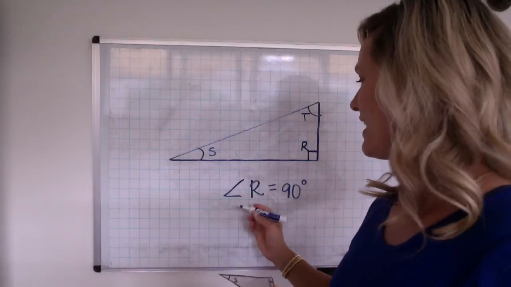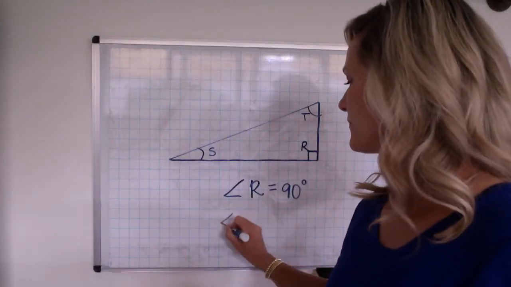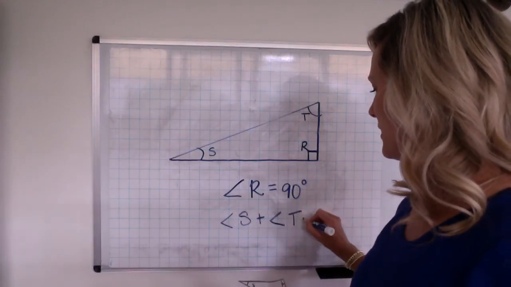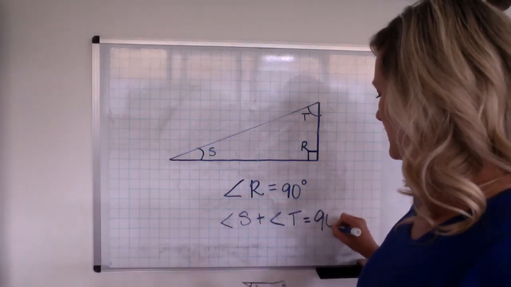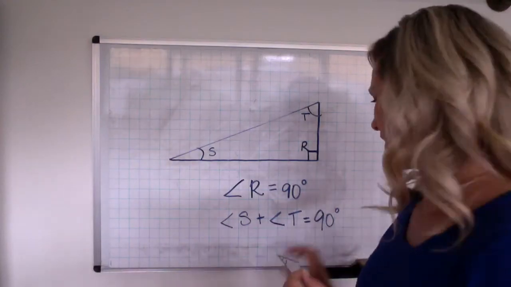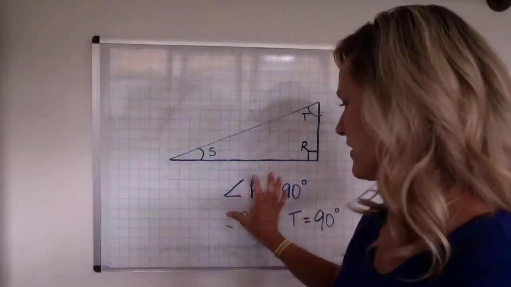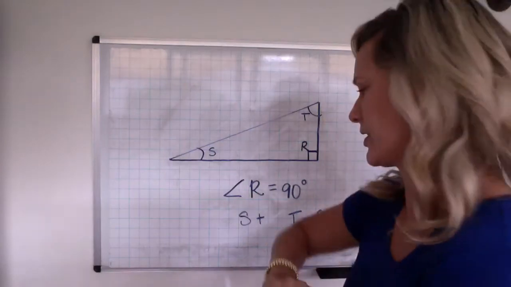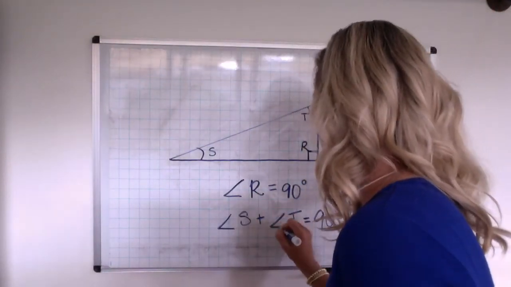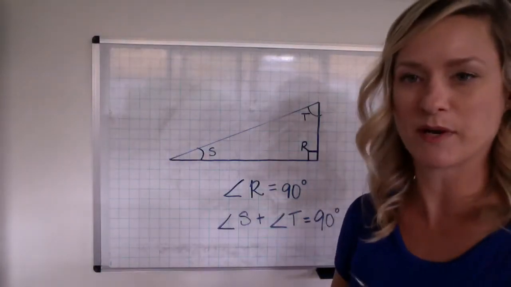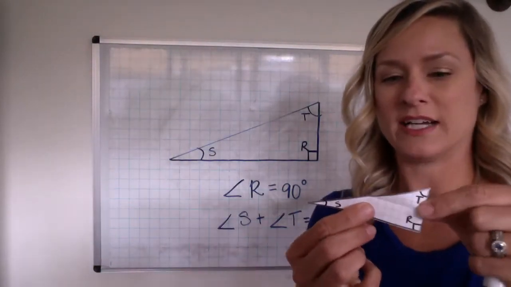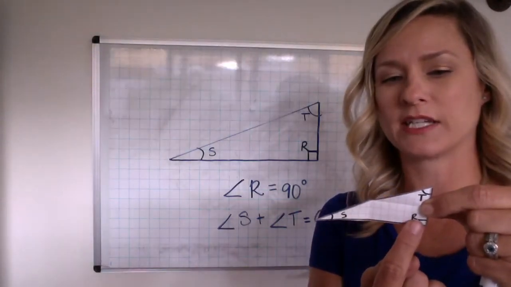So angle S plus angle T must equal 90 degrees. Isn't that interesting? All right. These are kind of looking like greater than, less than symbols. So I'm going to actually correct this because we want it to look like the correct symbol. There we go. Feeling much better about that now. Okay, so we know that this measures 90 degrees.